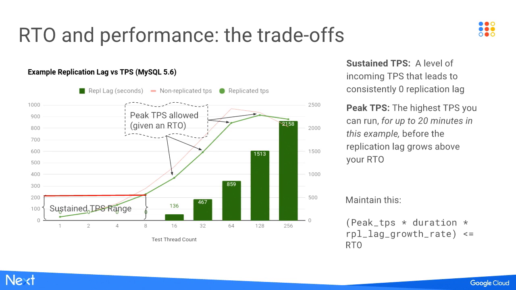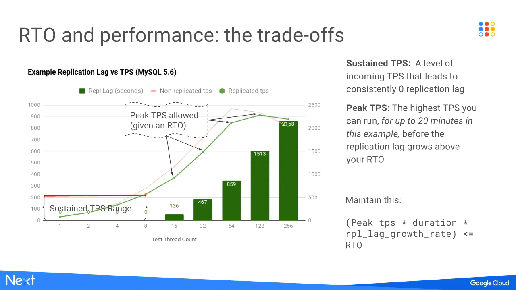So on the lower right corner of this slide, you can see a little formula: the peak TPS times the duration you want to burst your TPS to times your estimated replication lag growth rate should be controlled under your RTO. So why do we do this? How does this help you? The most important information this can give you is to help you do capacity planning.